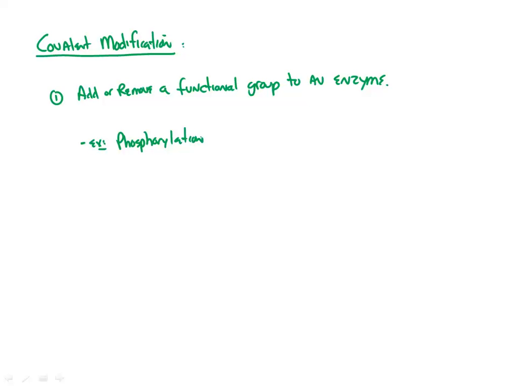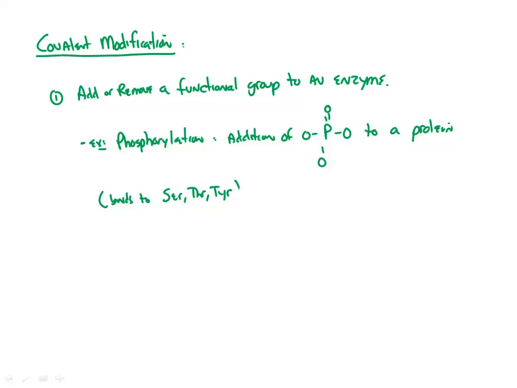Phosphorylation. And this is the addition of a phosphate group to a protein. So remember, a phosphate group kind of looks like this. And it generally binds to serine, threonine, or tyrosine, meaning that for whatever reason, these three specific amino acids is where this happens most often.